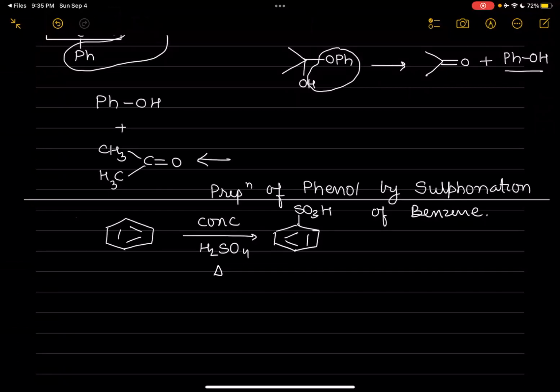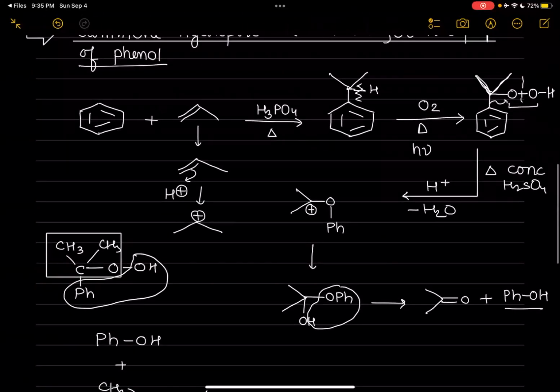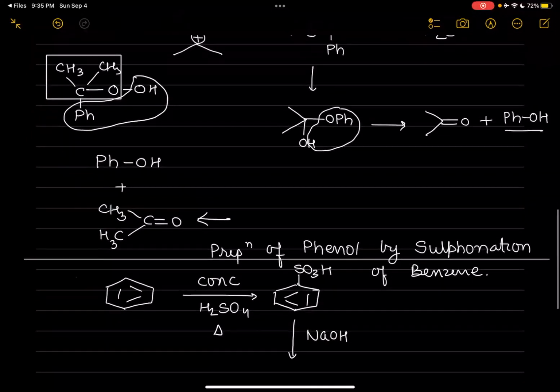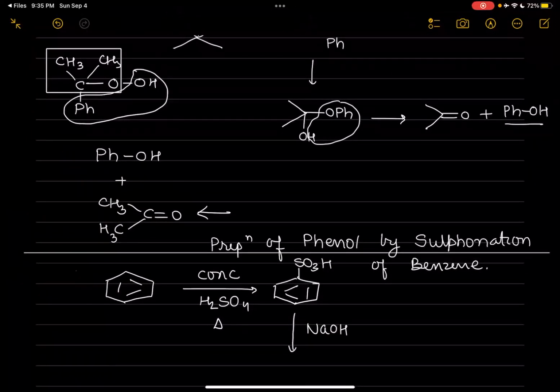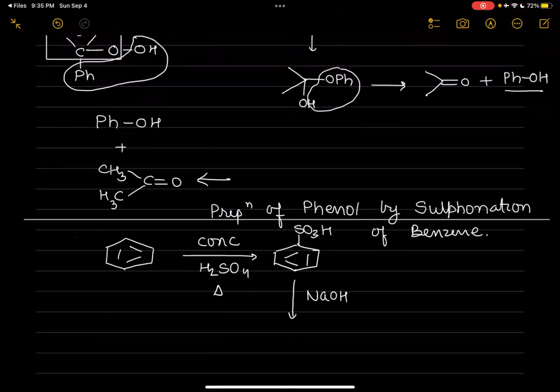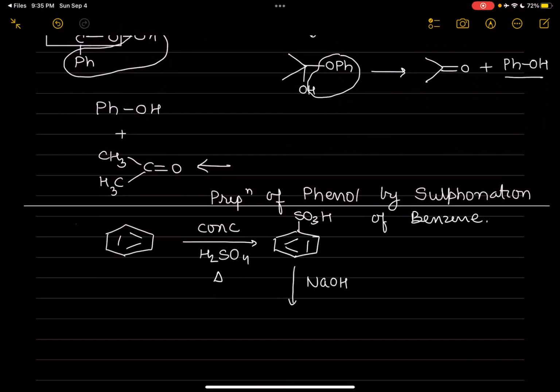Now you heat it strongly with NaOH. This is the same mechanism which we discussed, the bimolecular NAS in Dow's process. H2SO4, sulfuric acid, will give benzene sulfonic acid. Benzene sulfonic acid, you heat it with NaOH, you get ONa.